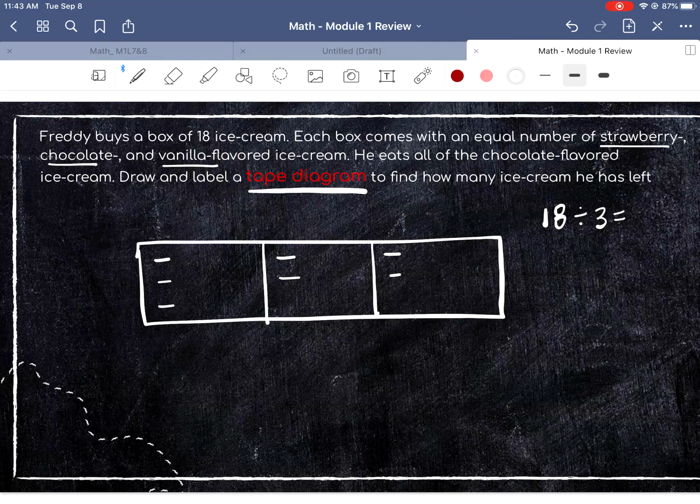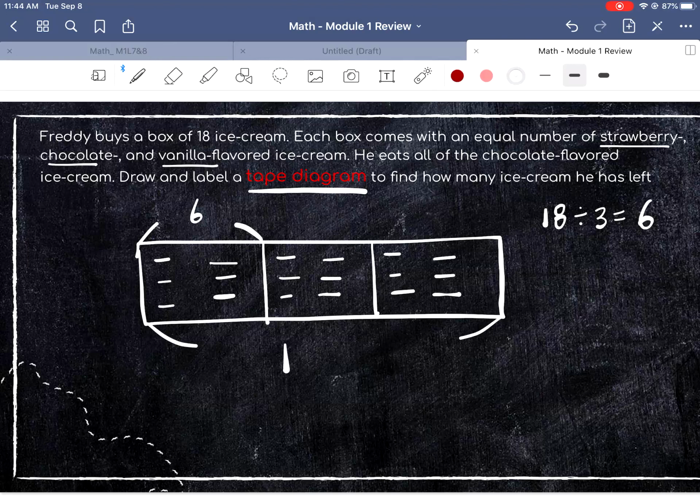So 1, 2, 3, 4, 5, 6, 7, 8, 9, 10, 11. Let me go back. 9, 10, 11, 12, 13, 14, 15, 16, 17, 18. So now I have divided all 18 ice creams into 3 flavors, and I know that there are 6 ice creams in each flavor. So let me label it. There are 6 ice creams, and in total there are 18.